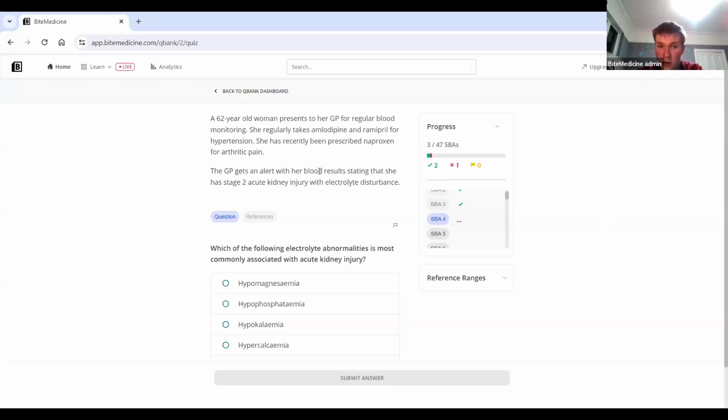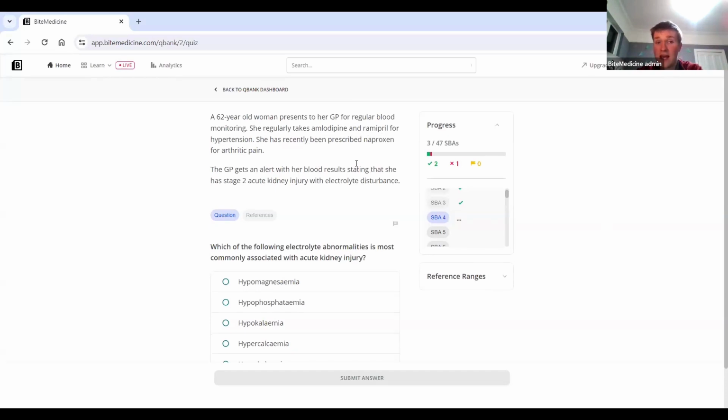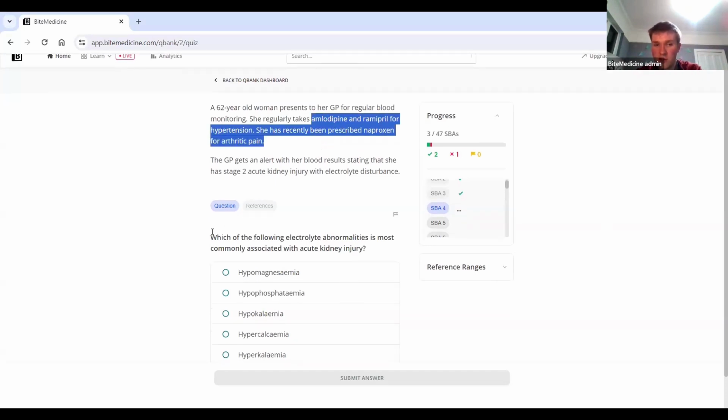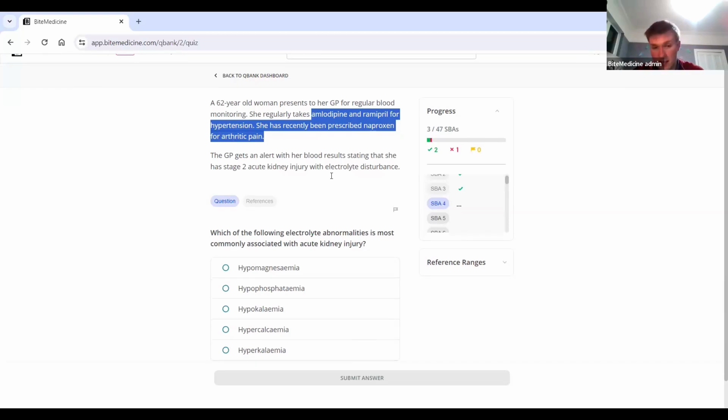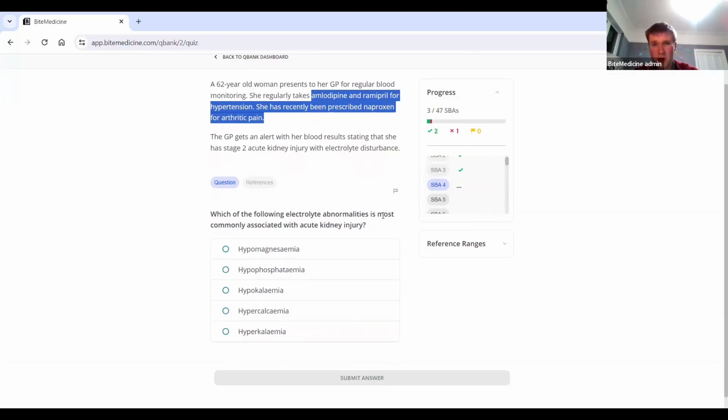The GP gets an alert with her blood results stating that she has stage 2 acute kidney injury with electrolyte disturbance. Now, again, in the real exam, you might not have time to do all that, and you'll also probably realize that it has not a lot to do with the question. But getting quick and fast at just picking apart SBAs will help you in the exam if, for whatever reason, there is a little hidden thing there. In this case, it's a lot simpler. So question is essentially, what's the electrolyte disturbance?